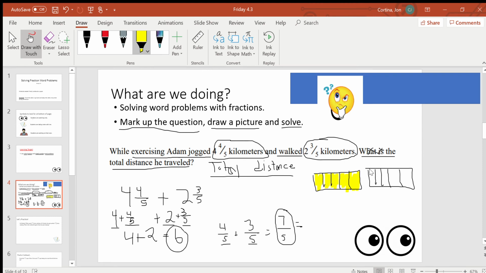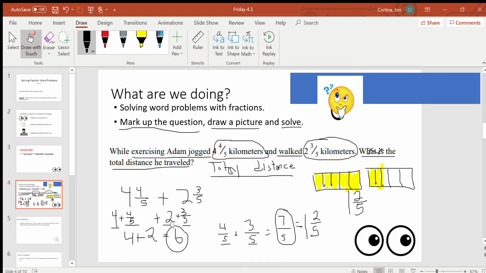And we're going to continue counting. 6/5 and 7/5. When we look at our diagram, we're left with 1 whole and 2/5. So 7/5 is equivalent to 1 and 2/5. So we're not done yet.